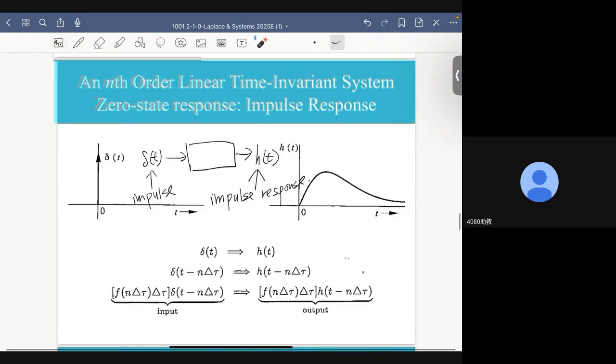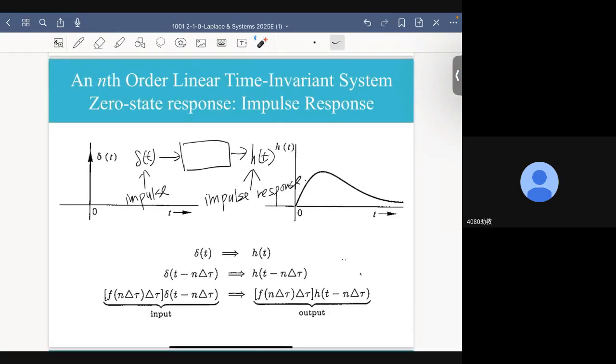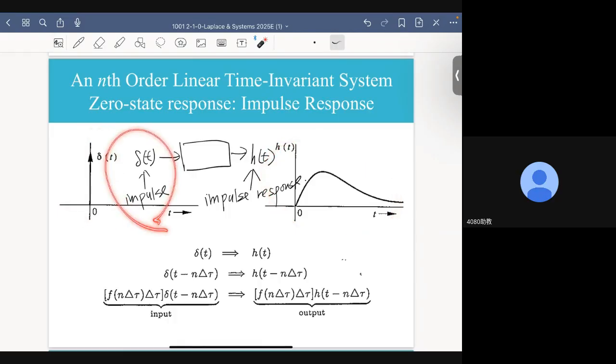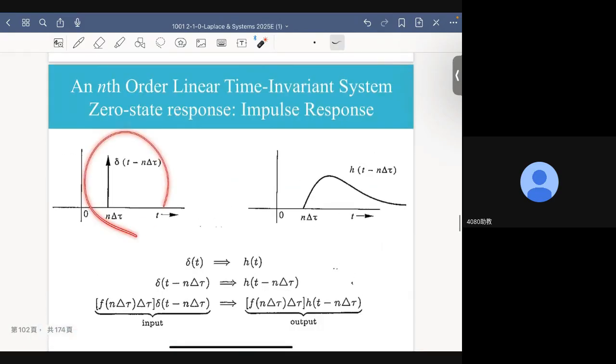Okay? All right. Now let's go back to where we were. We assume this is the input and this is the output. So if the input is an impulse function, accordingly, of course, the output can be referred to as the impulse response. The next thing we do is we delay the input by n times delta tau.